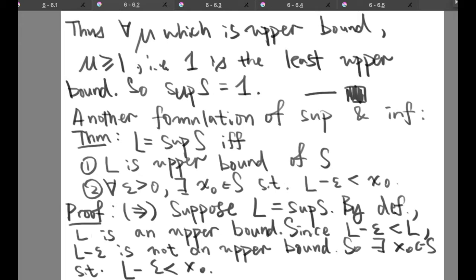First of all, we will prove from the left hand side to the right hand side. We suppose that L is equal to the supremum of S. By the definition, L is an upper bound. So if we take L minus epsilon, then it is no longer an upper bound because it is smaller than L. Therefore, there is an x0 inside S such that L minus epsilon is smaller than x0.